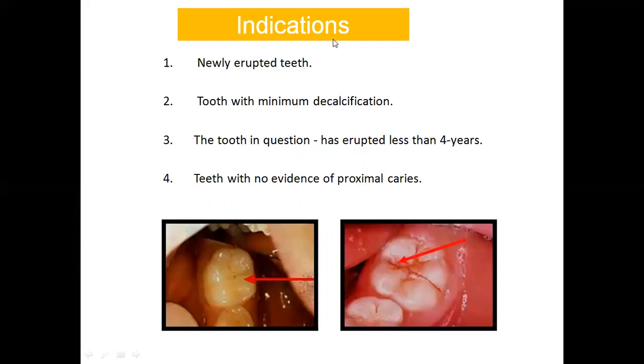What are the ideal indications for pit and fissure sealant application? Newly erupted teeth, teeth with minimum decalcification, teeth that have erupted less than 4 years, and teeth with no evidence of proximal caries. So these are some of the indications for application of pit and fissure sealants.